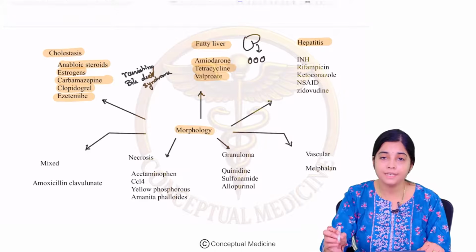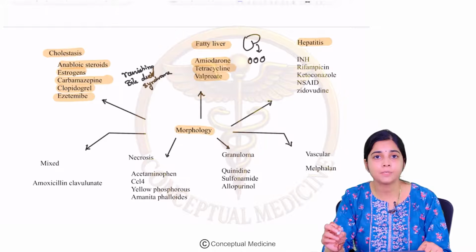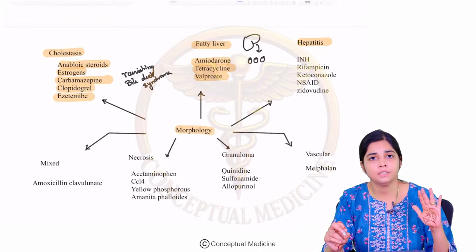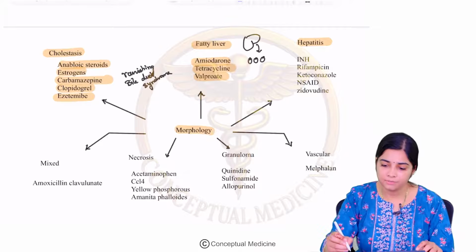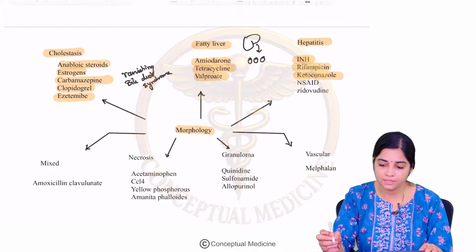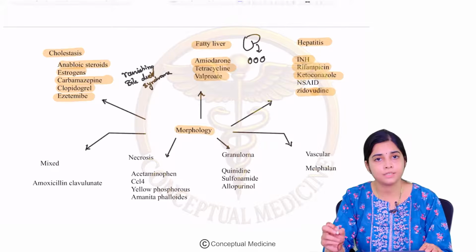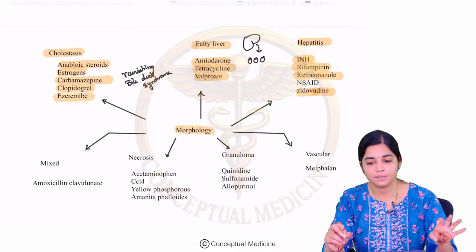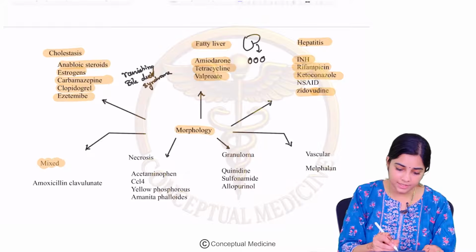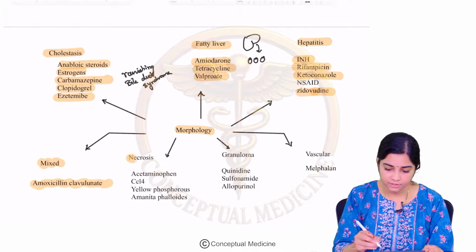Then the viral hepatitis pattern, which is characterized by diffuse inflammatory infiltrates in the liver. Very importantly, antitubercular drugs INH and rifampicin, the antifungal ketoconazole, and the ART medication zidovudine are all associated with a viral hepatitis pattern. Then the mixed pattern is seen with amoxiclav.